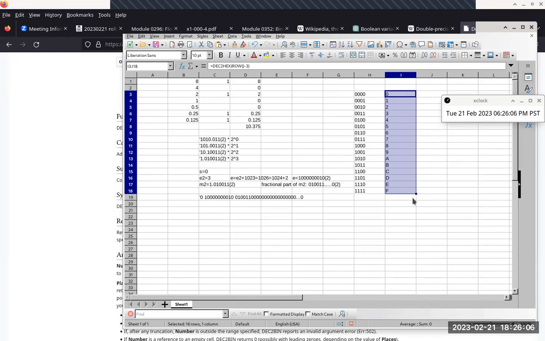Did anyone try to use ChatGPT to do the hexadecimal conversion? I can do that later. That should be kind of fun.